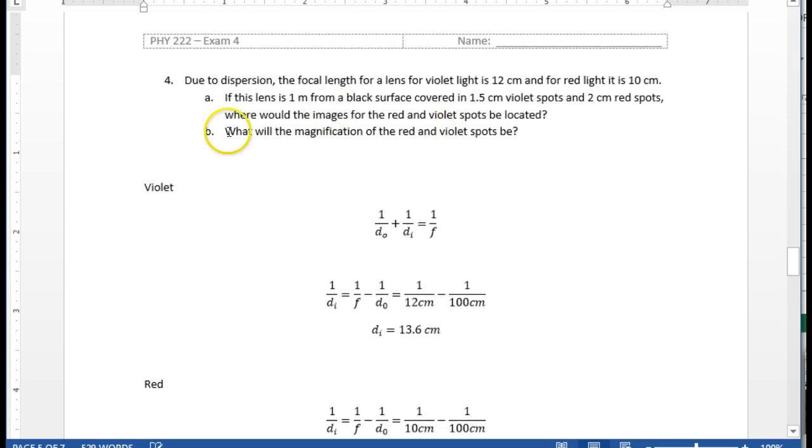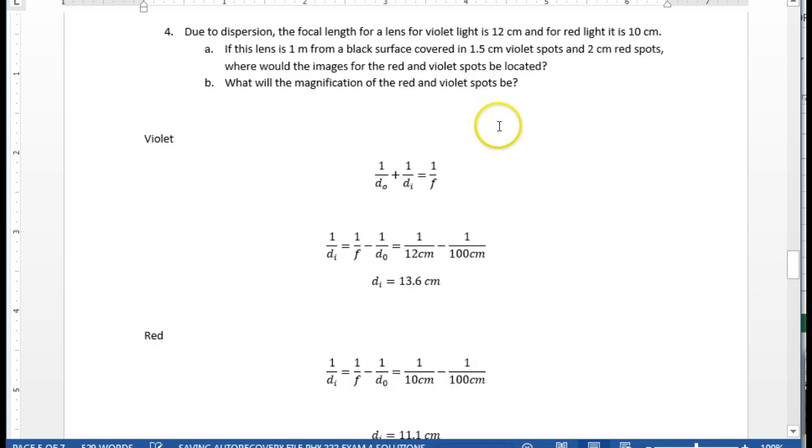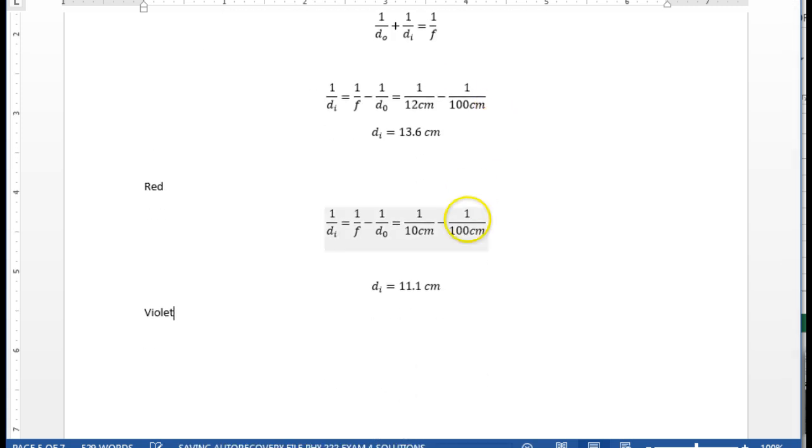Now part B. What will the magnification of the red and violet spots be? So violet magnification is equal to minus the distance to the image divided by the distance to the object. In the case of violet, it's minus 13.6 divided by 100. The centimeters all cancel out, so the magnification is minus 0.136. That's correct.